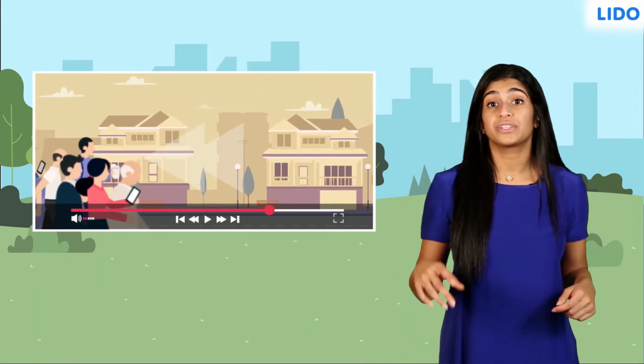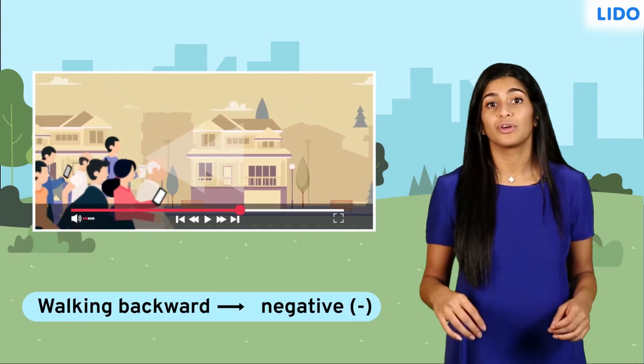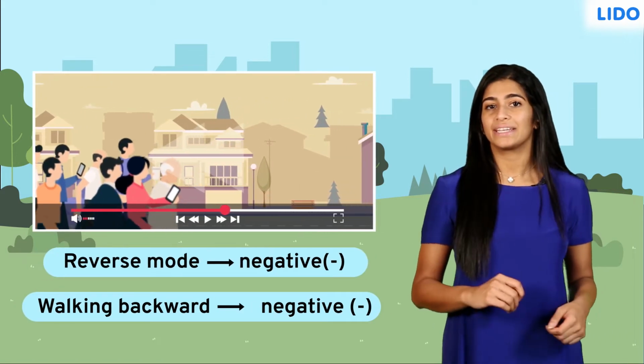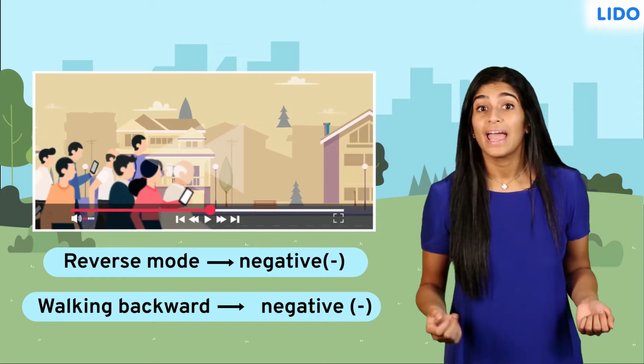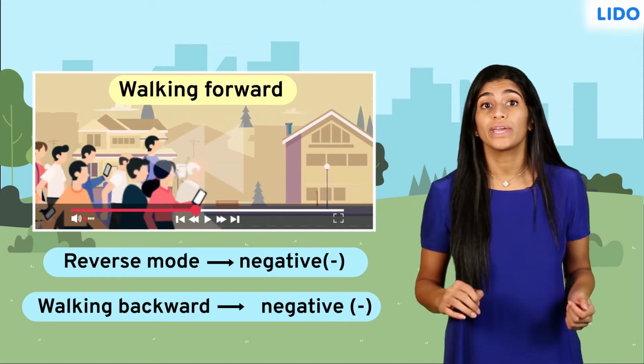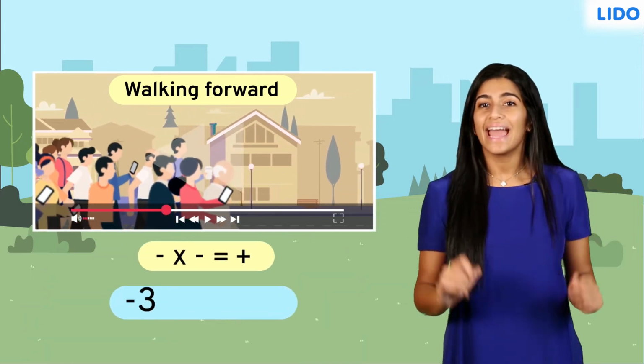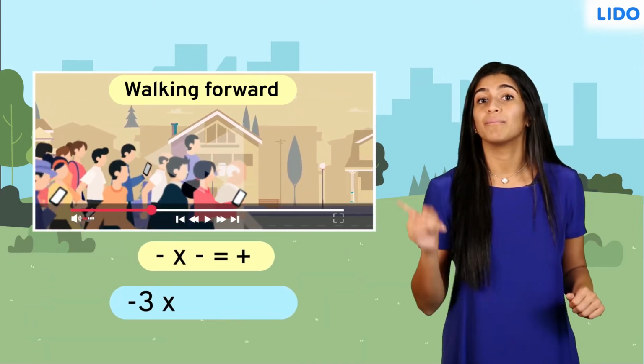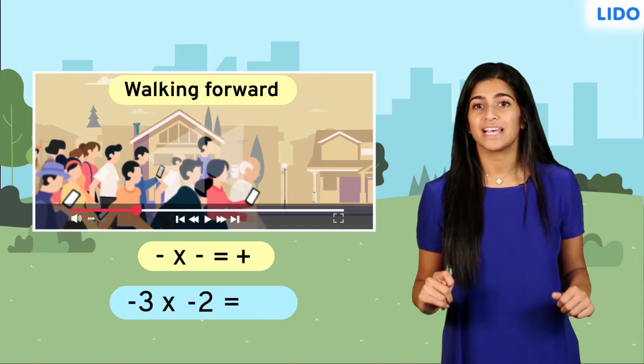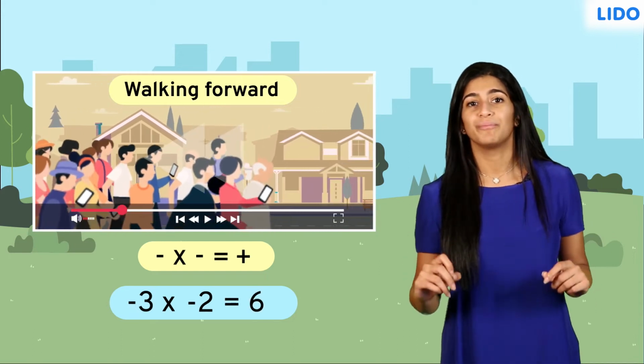Now, let's watch this video in reverse. People walking backward is negative. Watching in reverse mode is negative. What do you see? Everyone appears to be walking forward, which is a positive. Similarly, a negative integer multiplied by a negative integer gives us a positive integer.